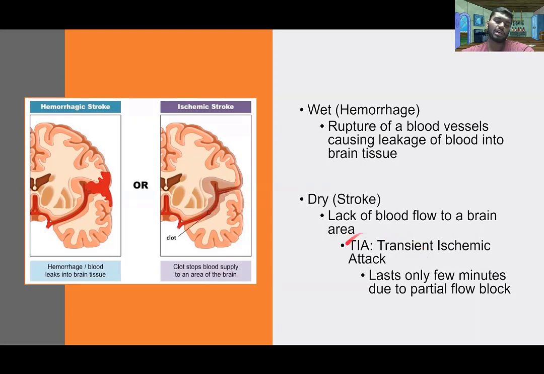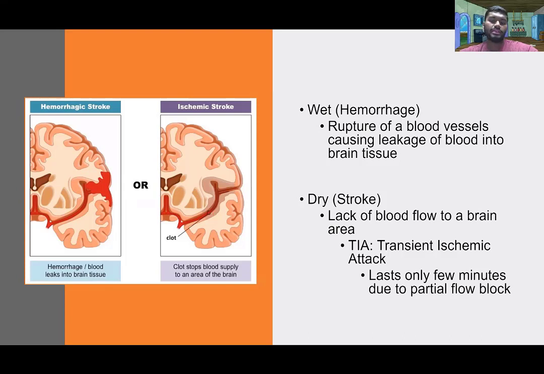Another thing I want to talk about for these dry strokes is something called TIAs, or transient ischemic attacks. A TIA is very similar to a dry stroke, wherein there's a clot blocking an artery, but it's a small clot, so it's only partially blocking it. Because it's smaller, it only gets stuck temporarily, maybe for 30 seconds. Then the pressure of the blood flow will push the clot along. So you may have some minor symptoms for maybe 30 seconds or so, but once the clot gets pushed through, you're back to normal.